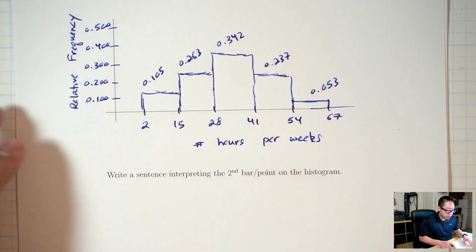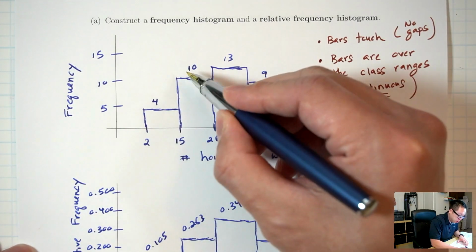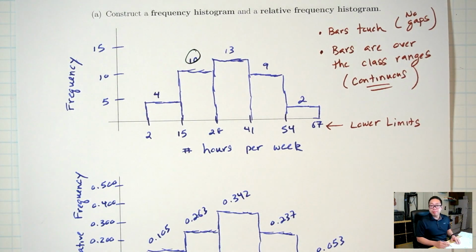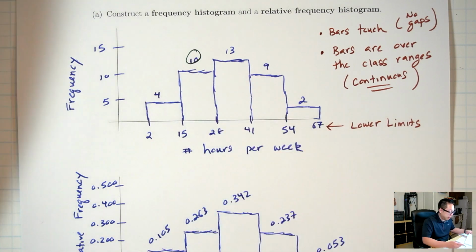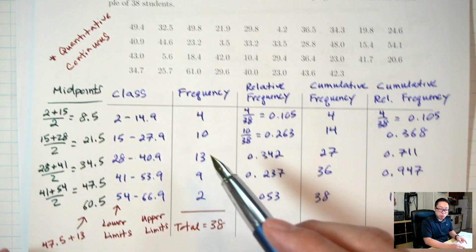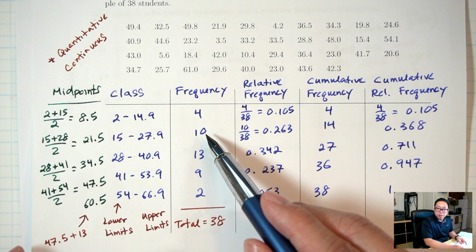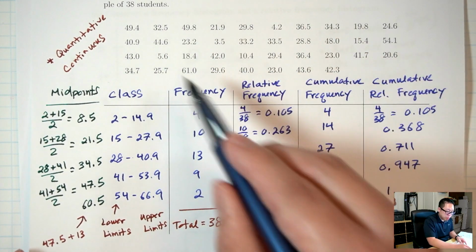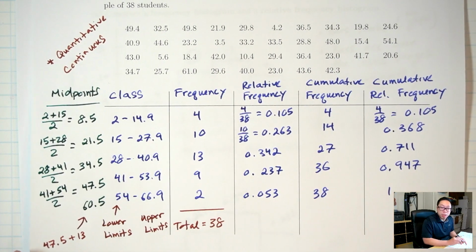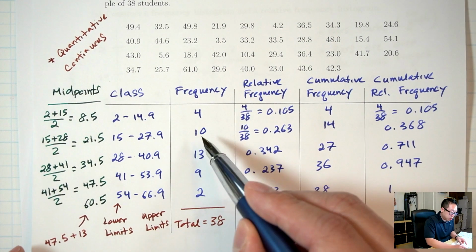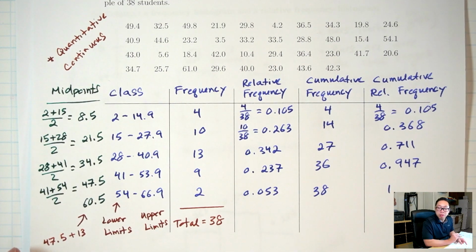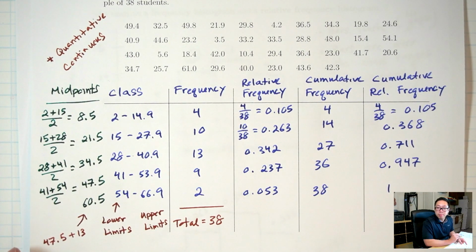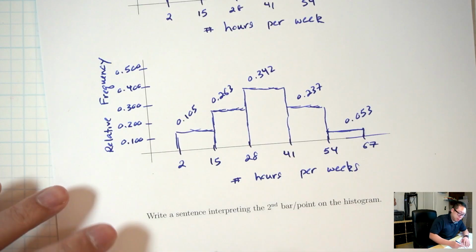Okay, so let's start with the first picture, which is this one. The second bar is this 10. So what does this 10 mean? It usually helps me to interpret using the table. So this 10 came from this 10. So what does this 10 mean? There are 10 students here, and these numbers are the number of hours they spend studying. So there's 10 students who spend between 15 and 27.9 hours studying. Okay, so that's a sentence.